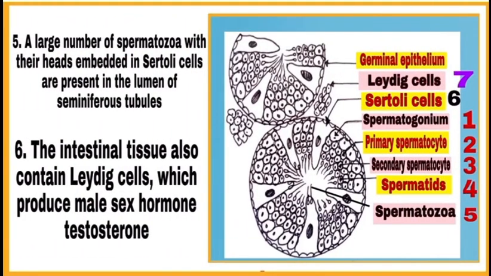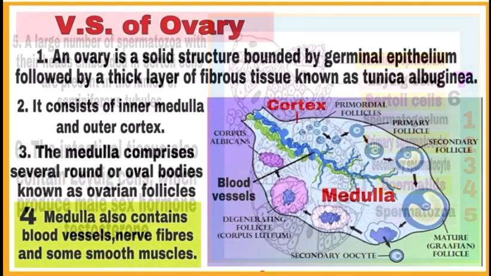Fifth point, a large number of spermatozoa with their heads embedded in Sertoli cells are present towards the lumen of seminiferous tubules. Sixth point, the interstitial tissue also contain Leydig cells. This is represented by labeling number 7 in the diagram. These cells produce male sex hormone called testosterone.